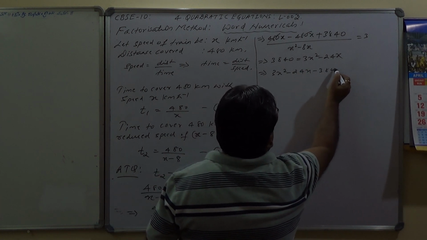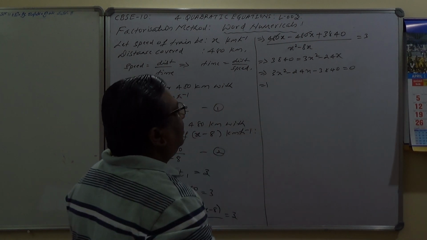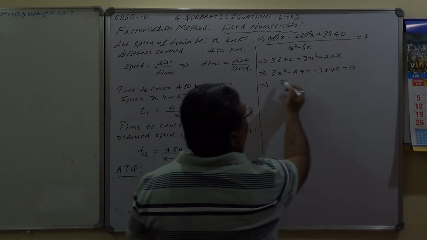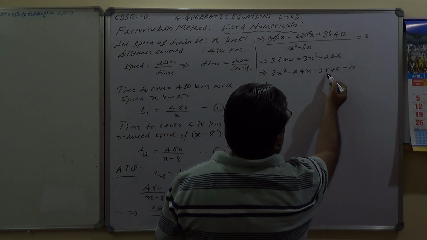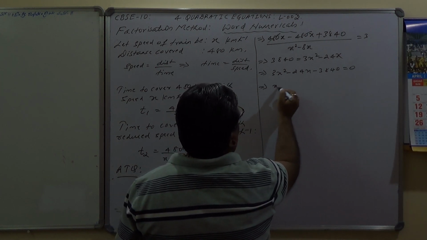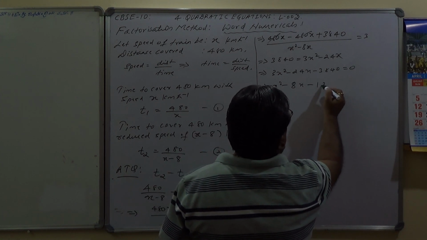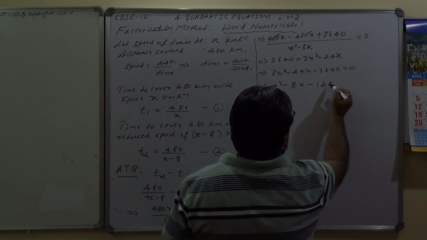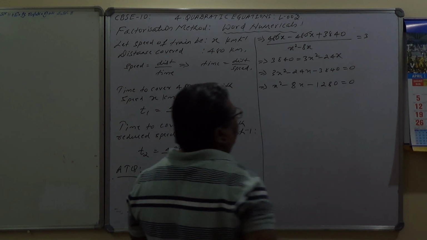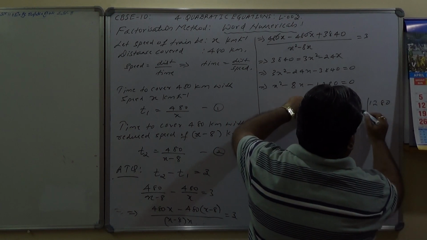So 3x square minus 24x minus 3840 equals 0. What is common here? Is it possible to take 3 common? 3 ones are 3, 3 twos are 6. Yes, it is possible. I will take 3 common. So x square minus 8x minus 1280 equals 0. Isn't it?